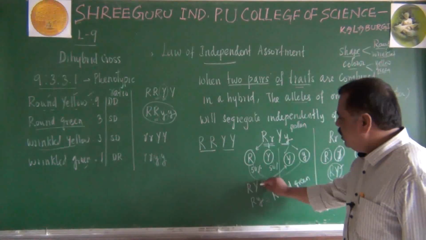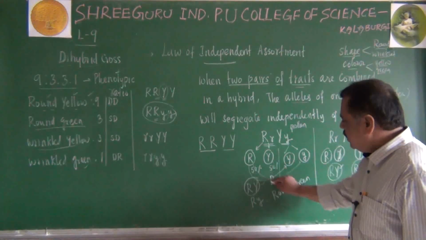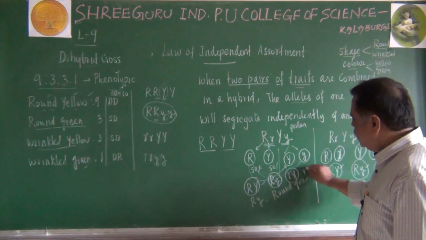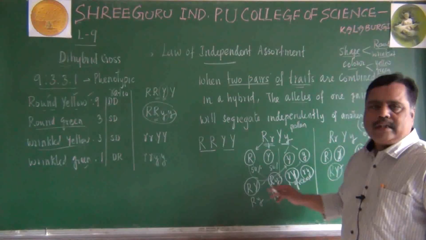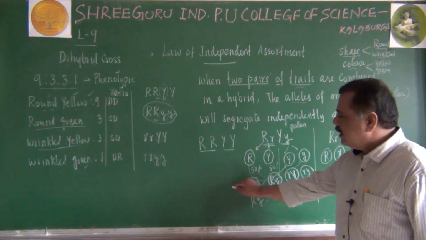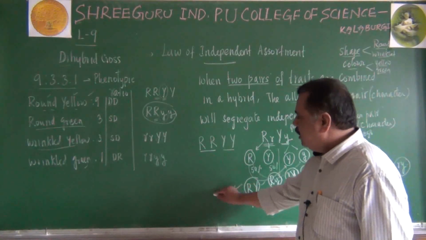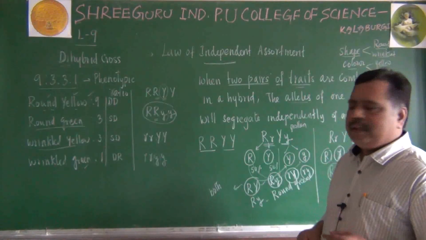Similarly, here also pollen grain will be produced with either this gamete, capital R small y, or small r capital Y, and small r small y. Why are we taking two alleles in a gamete? Because it is a dihybrid cross. Each gamete should have alleles of both characters. Then only they will become dihybrid gametes.